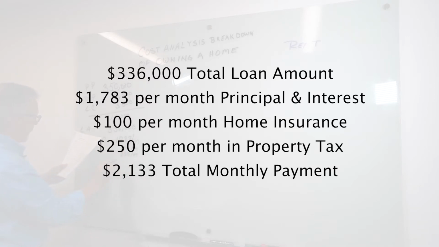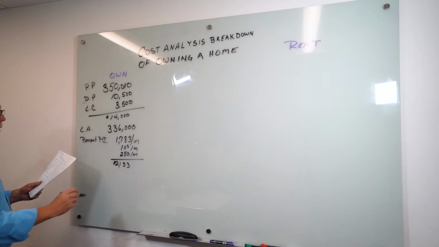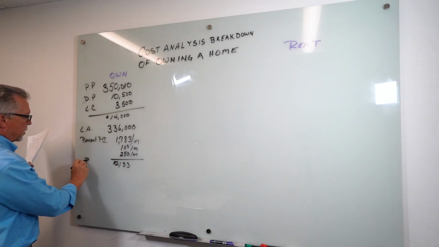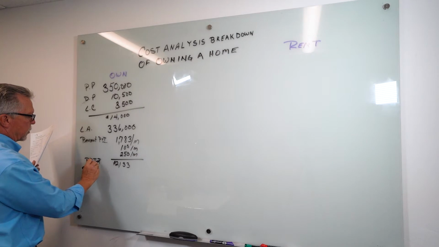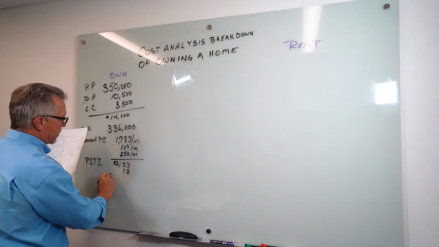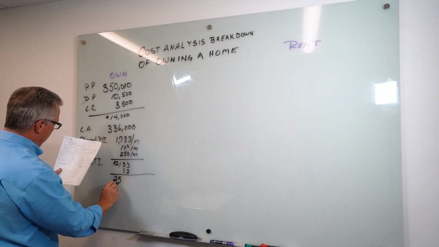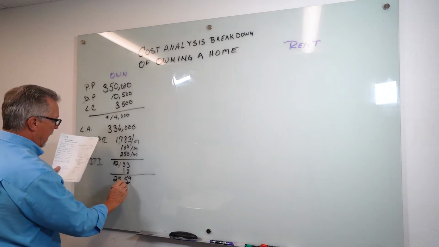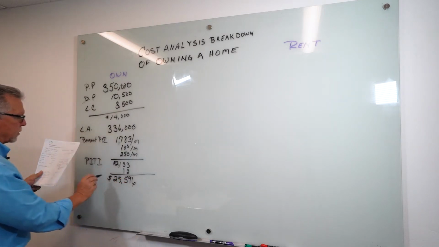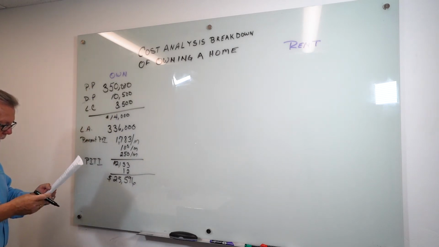So your total payment will be $2,133 a month. So that will be what we call the PITI payment: principal, interest, taxes, and insurance. So that would be your mortgage payment. And if you pay that for 12 months, for the entire year, you're going to put out of your pocket $25,596. So that's what it's going to cost you to own a property at $350,000.